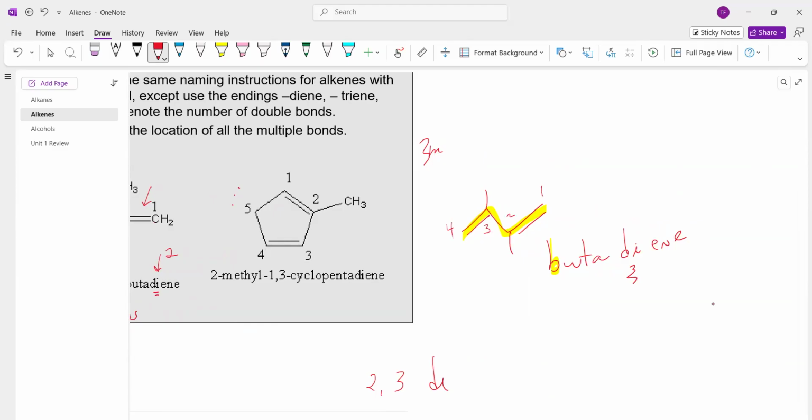Since this is a symmetrical molecule, it doesn't matter which way we name it, left to right, right to left. So it's going to start on 1, and 3. So it's going to be a 1,3-butadiene, and we have two branches. One branch is on 2, the other's on 3. So it's 2,3-dimethyl-1,3-butadiene. Kind of a mouthful, huh?